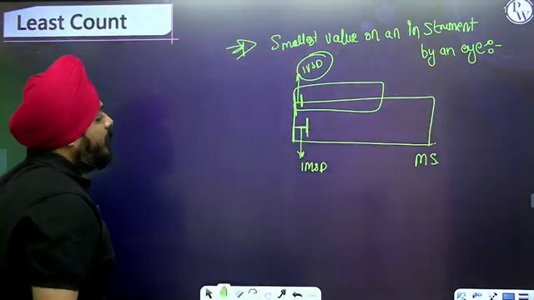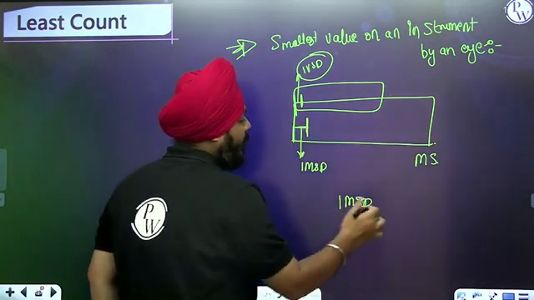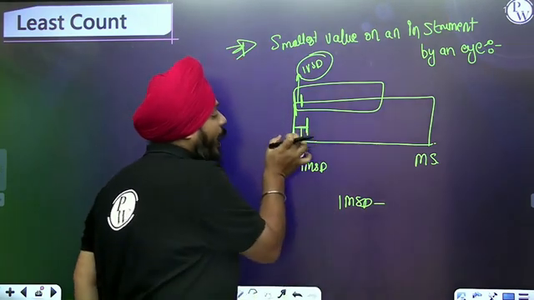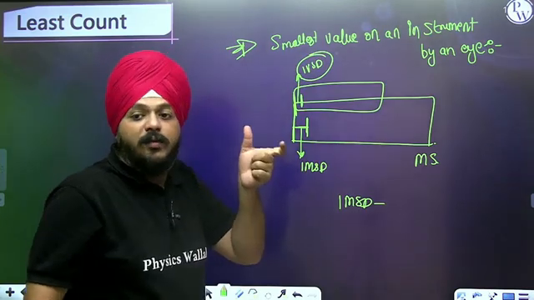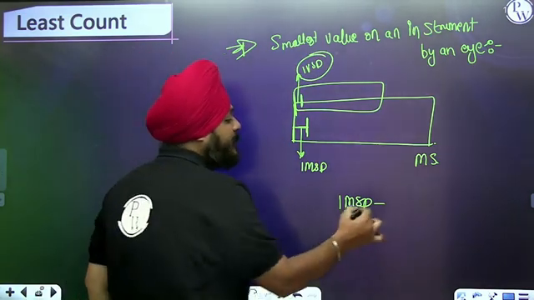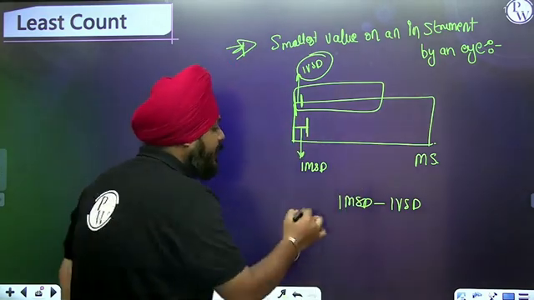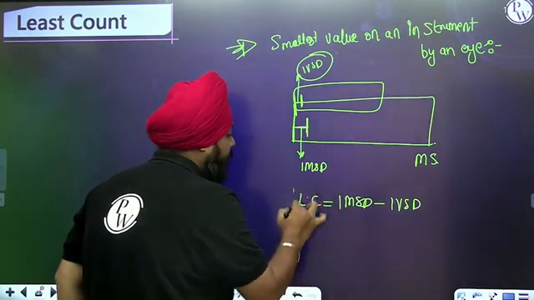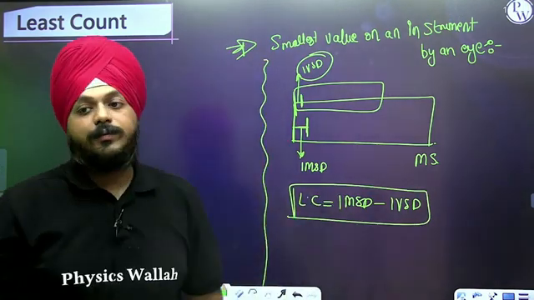So 1 MSD is larger as compared to 1 VSD. 1 MSD has more width. So 1 MSD minus 1 VSD, the difference that we get, is the smallest value we can measure on an instrument, and that is the least count.